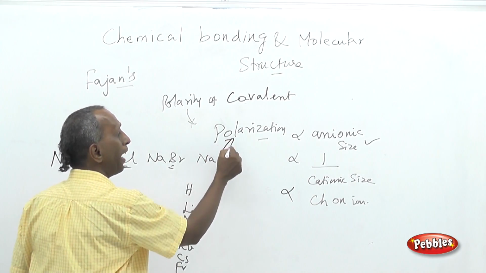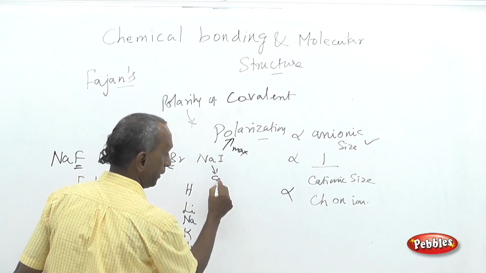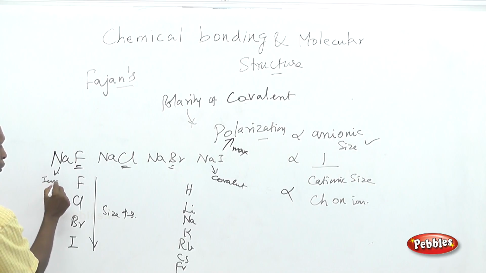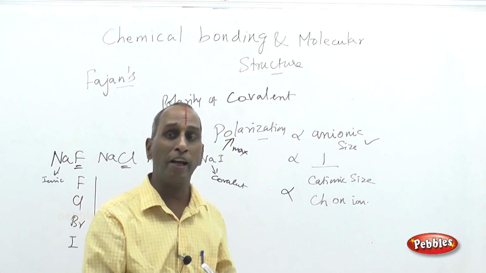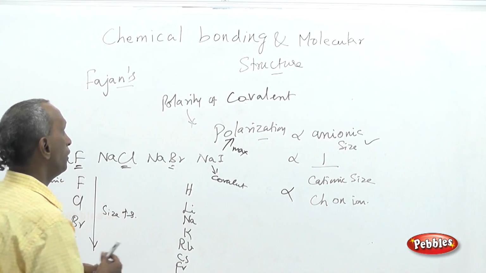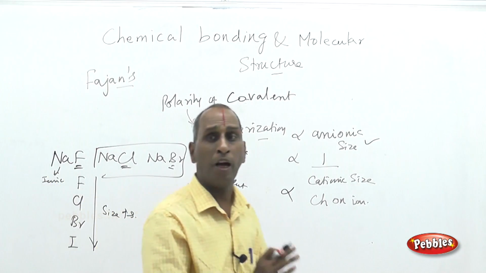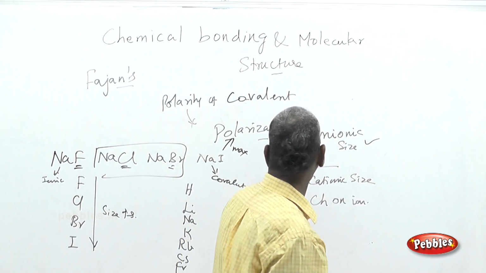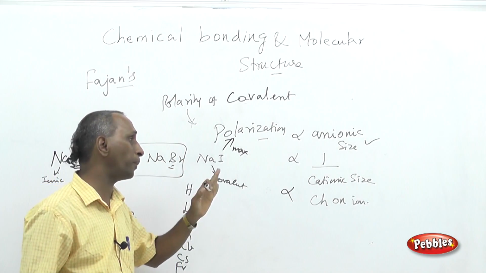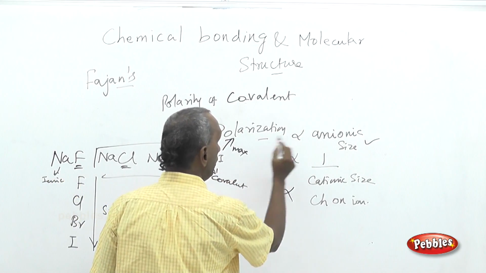So, sodium iodide is maximum polarized. Maximum polarized means it is maximum covalent. This one is minimum polarized, or ionic. So, in this combination, sodium fluoride is the most ionic compound. Ionic character decreases from sodium fluoride onwards. So, if you take the case of the two, they are of competitive covalent and ionic characters. It is most ionic with respect to sodium fluoride, most covalent with respect to sodium iodide. This we have compared with respect to the anion.